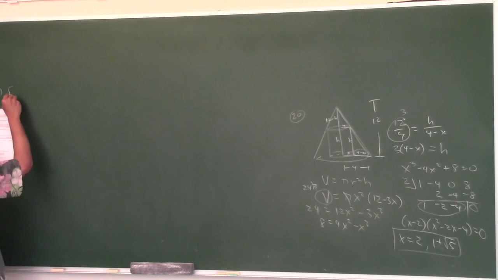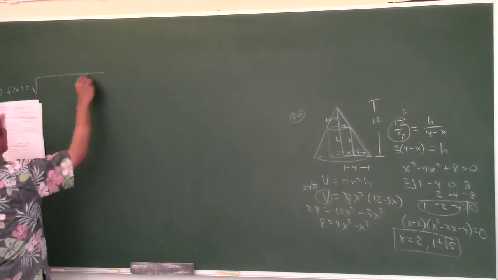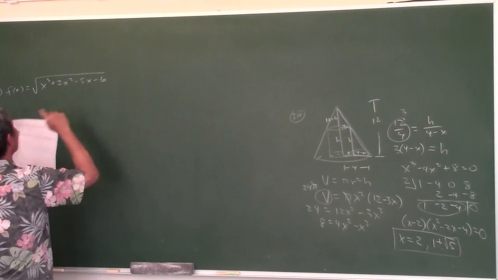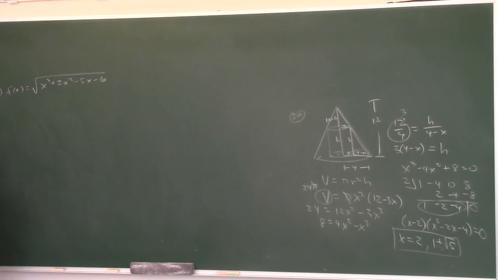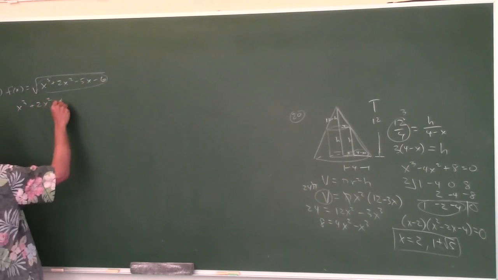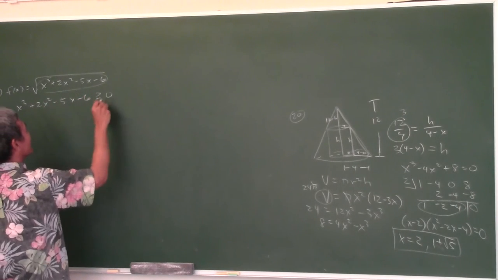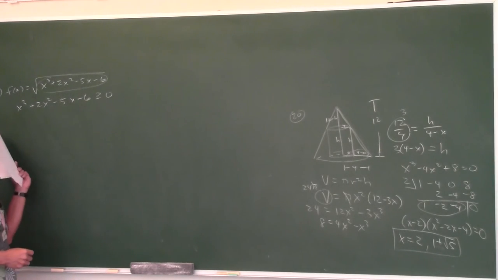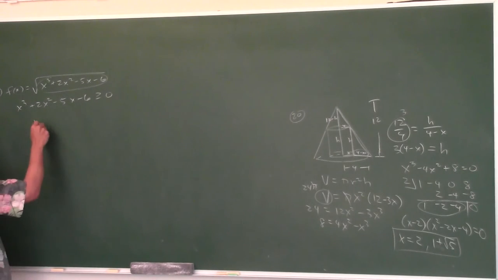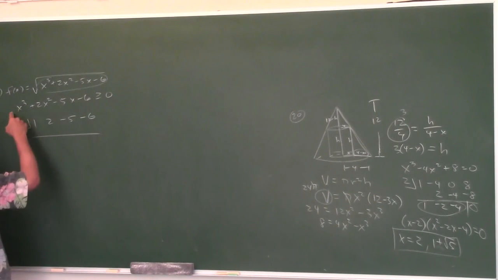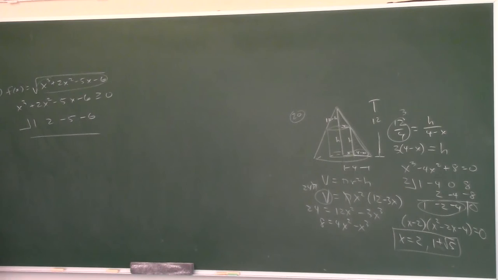Okay, 21. f of x is equal to the square root of x cubed plus 2x squared minus 5x minus 6. Now, how do you find the domain of a square root function? The inside has to be greater than or equal to 0. And how do we solve inequalities? You make one side 0 and you factor the other side. So in order to factor this, we need to do synthetic division. Factors of 6 over factors of 1. So plus or minus 1, plus or minus 2, plus or minus 3, plus or minus 6.